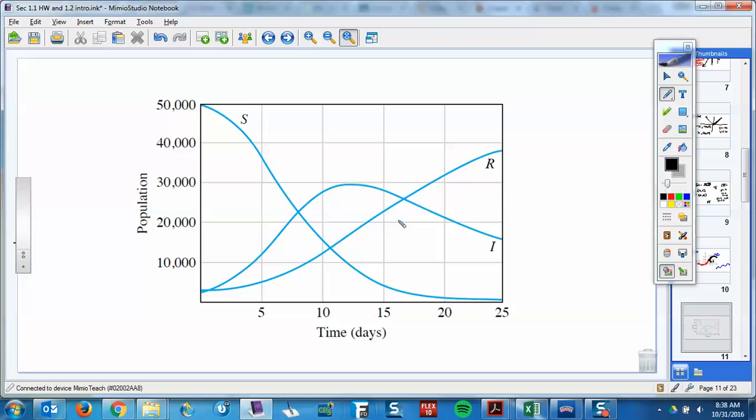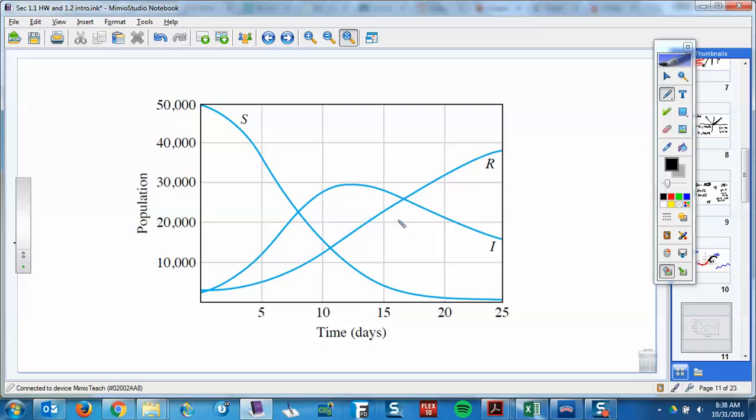Here's a problem, just talks about an epidemic, and it shows 3 different groups of people in the population. The people that are susceptible means they could get it. They haven't gotten it yet, but they could get it. So in the beginning, there's a lot of those people, okay? There's a small number that are infected, that's I, and there's a small number that have had it and are recovered, okay? As time goes on, what happens?